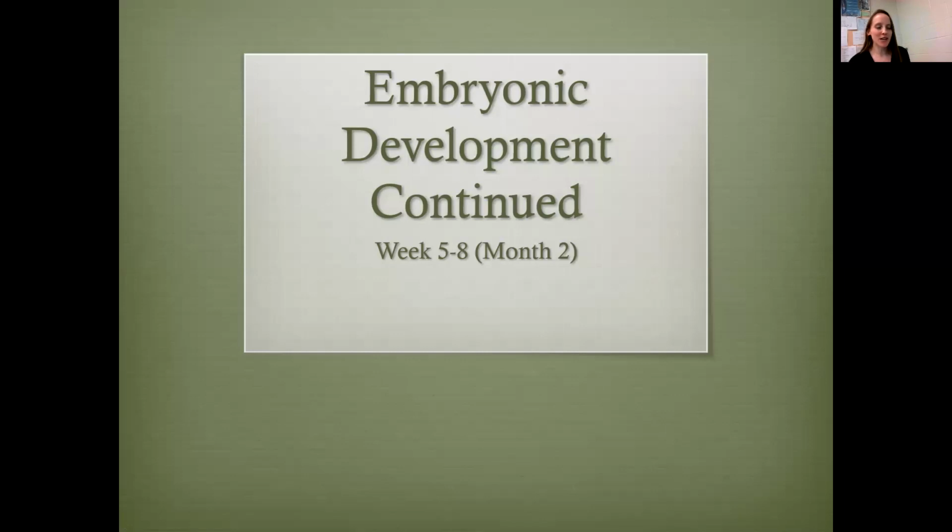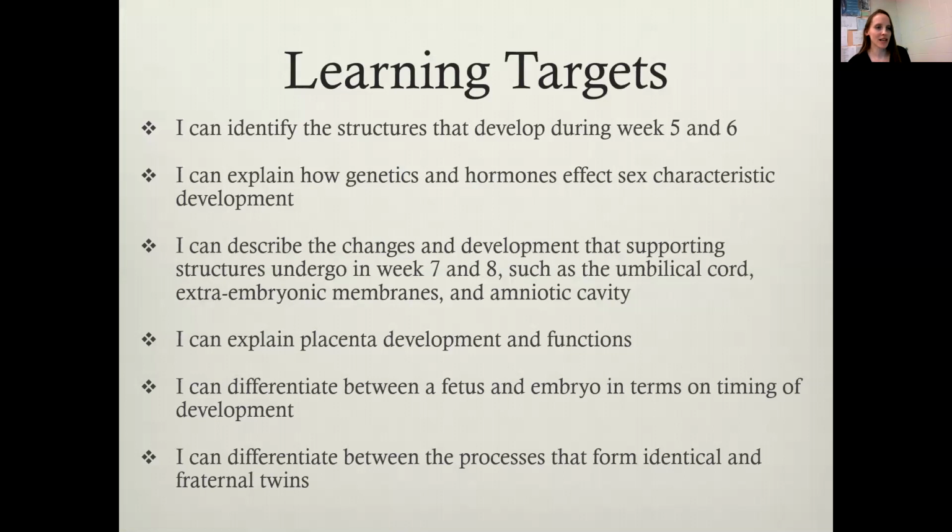So we're now going to continue on from there and look at the rest of embryonic development, which is week 5 to 8, so the second month of pregnancy. So we're going to look at the different structures that will develop over the course of this month. We'll talk about the development of different sex characteristics. We'll talk about how the umbilical cord and extra embryonic membranes continue to develop. We'll talk about the placenta developing, and we'll also talk about the difference between an embryo and a fetus.